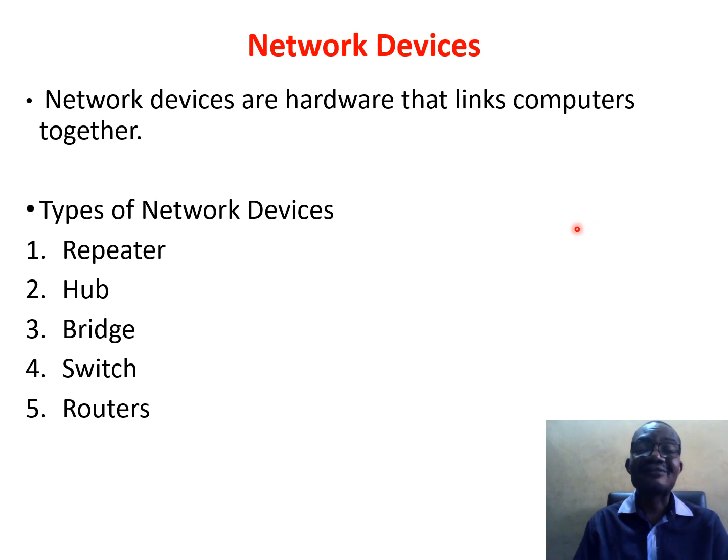Now let's look at network devices. Network devices are hardware that link computers together. The types of network devices are repeaters, hubs, bridges, switches, and routers. These are the 5 major types of network devices. You can also add modems.